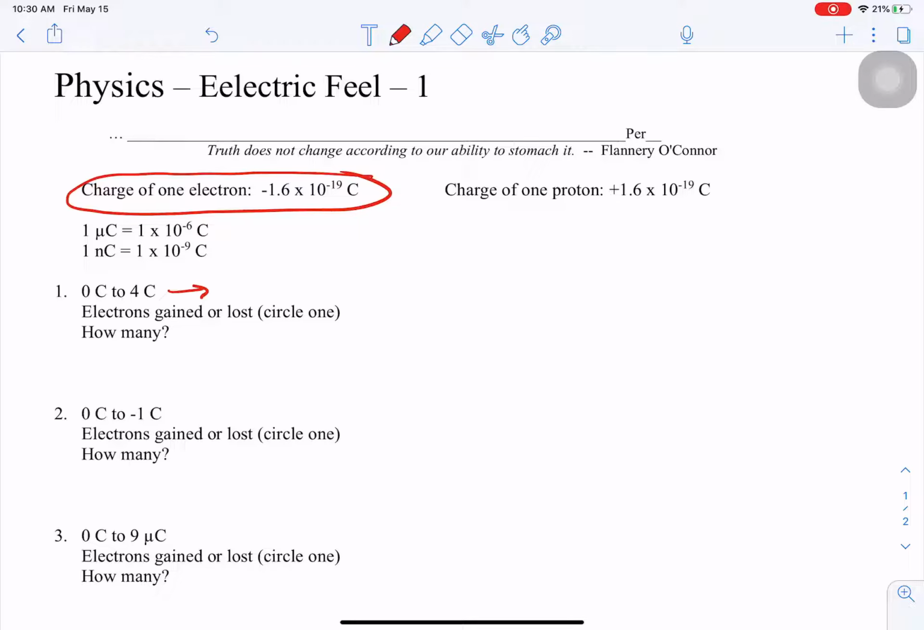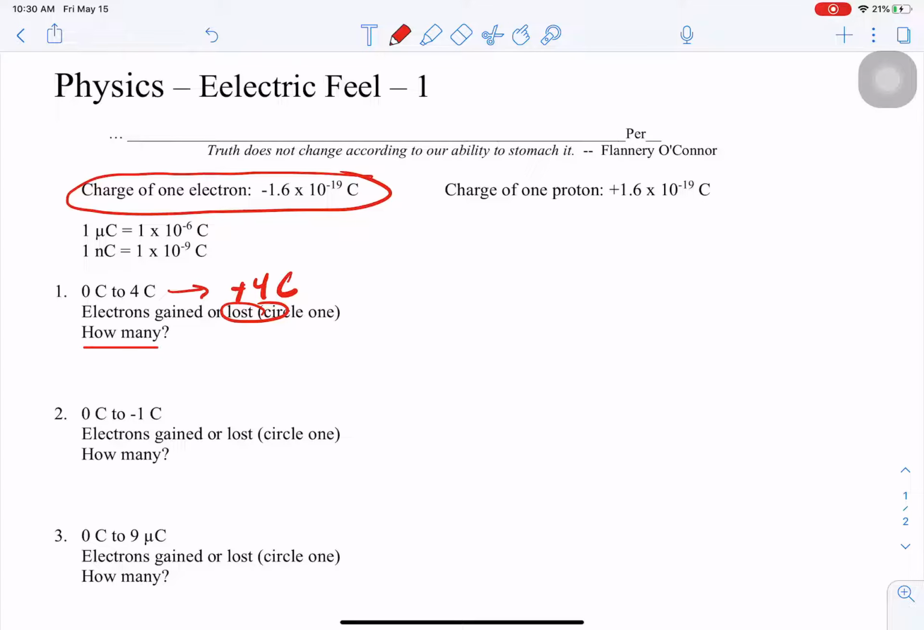So number one, it goes from a 0 coulomb charge to a 4 coulomb charge. That means it gained 4 coulombs. It's becoming more positive. If it's becoming more positive, you're losing electrons. So I'm going to circle lost. Now, by how many?